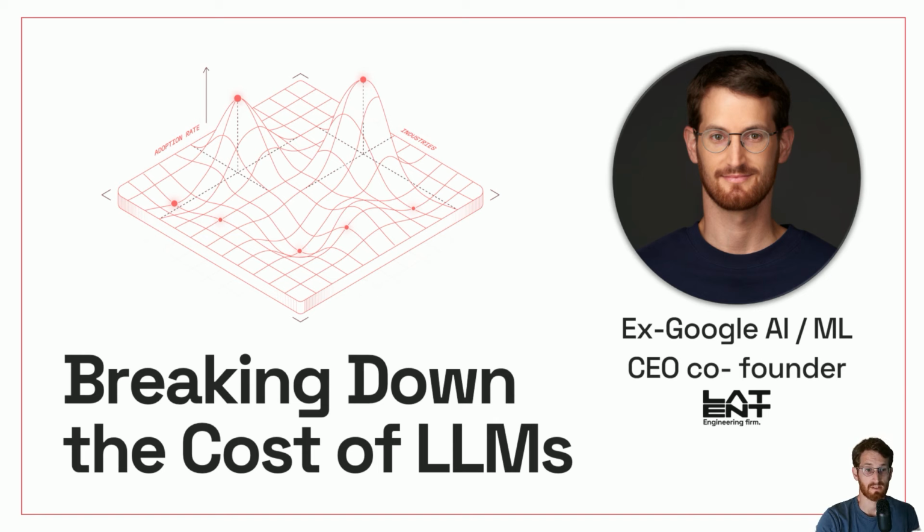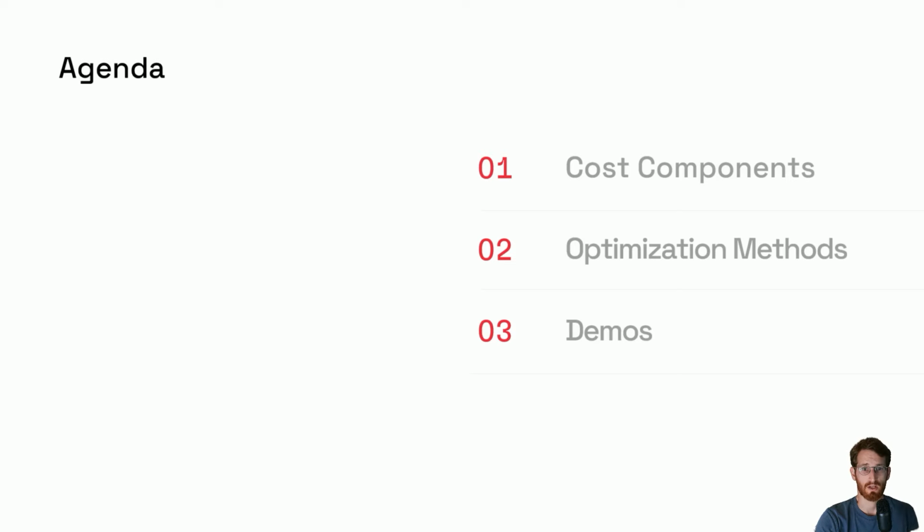In this session, we'll be breaking down the cost of LLMs, and as always, it's based on what we're seeing with customers in production. So a bit about the agenda. The agenda will be split into three, where initially we will be discussing the cost components very briefly. Then the bulk of the time will be spent on optimization methods. And last but not least, we'll have demos which will be kind of spread out throughout the lecture.